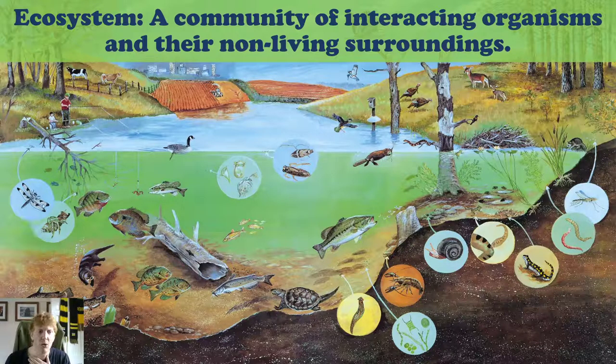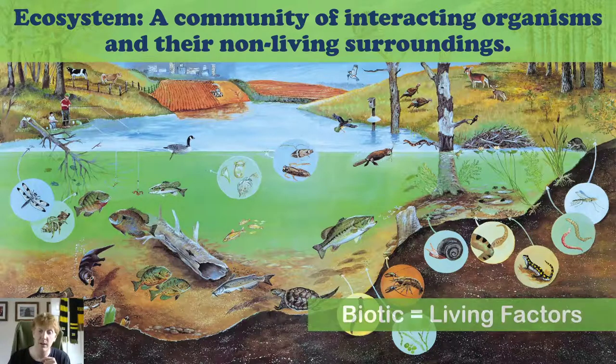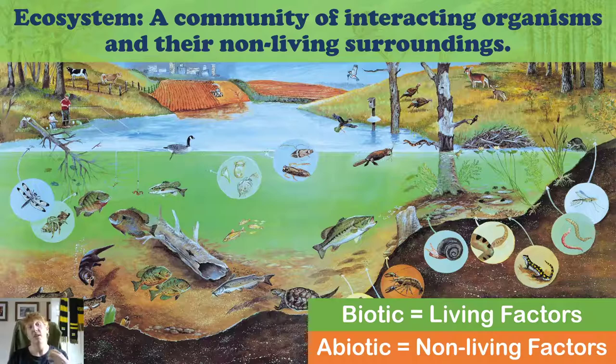So you can see a whole lot of organisms here, right? You can see all of these different organisms and you can see that they're surrounded by things that are also non-living, right? Things like the water, things like the air, things like the minerals in the soil, all of these are non-living, which brings us to our next two terms that you need to be familiar with. So a biotic factor is a living factor. If it's something that is alive, it is biotic. A non-living factor is actually an abiotic factor. So abiotic means non-living, biotic means living.